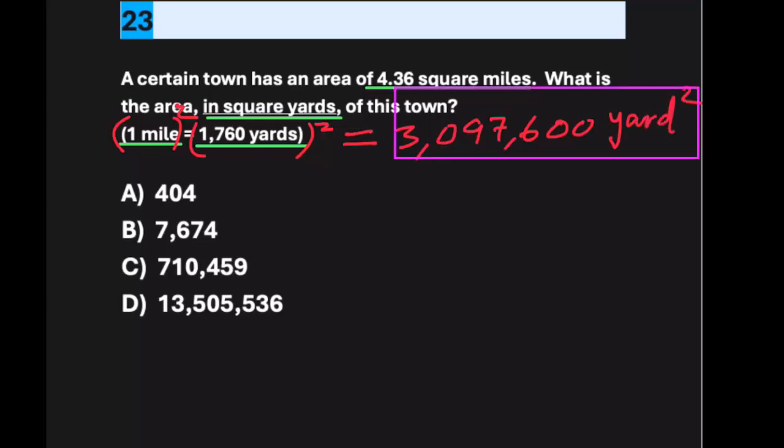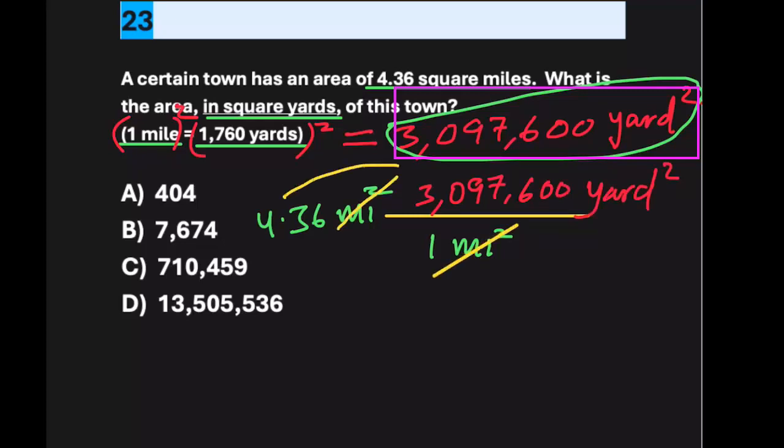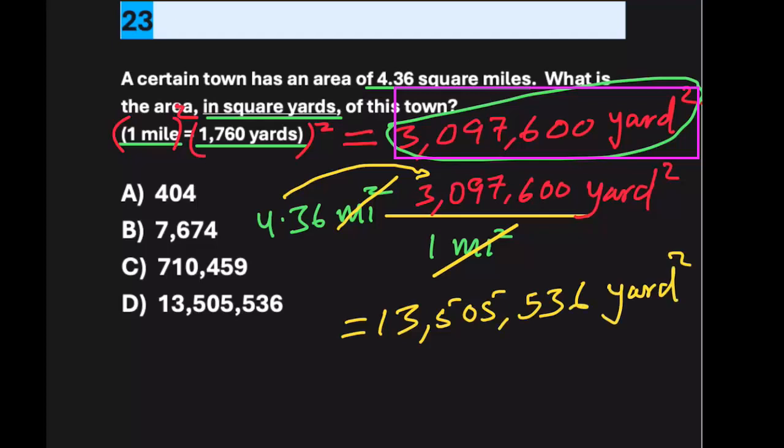Okay, let's set up the conversion. We have been given 4.36 miles squared. 1 mile squared is equal to this number. So 1 mile squared is equal to 3,097,600 yards squared. Mile squared and mile squared cancel out. And 4.36 times this number is going to give us 13,505,536 yards squared. And the answer is right here.